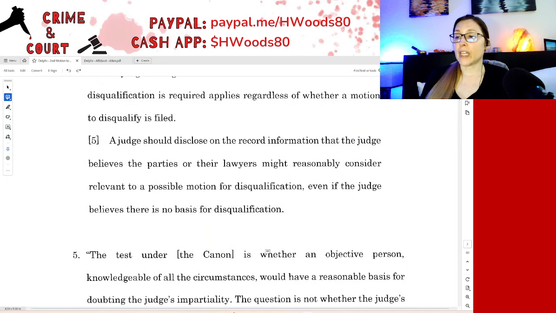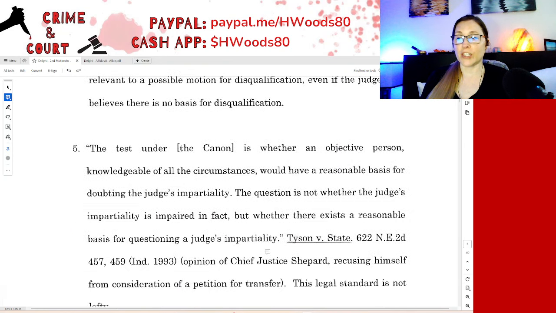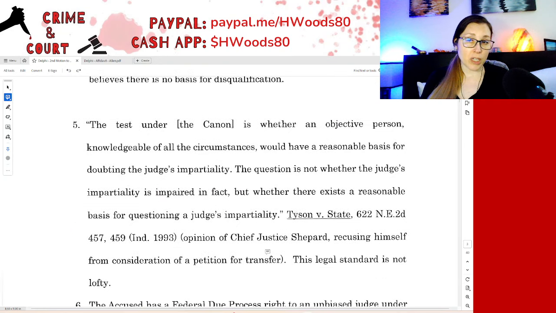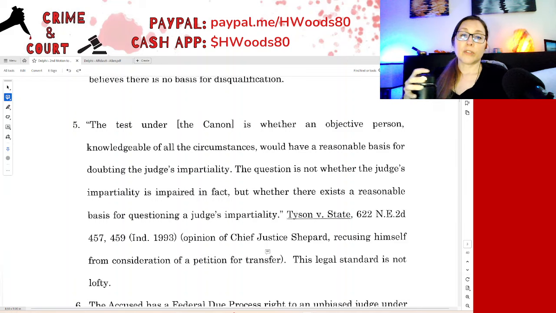Number five, a judge should disclose on the record information that the judge believes the parties or their lawyers might reasonably consider relevant to a possible motion for disqualification, even if the judge believes that there is no basis for disqualification. And I've said on this channel before that in Indiana, if you ask your judge to recuse themselves, you have to ask them. Like it has to go through them.